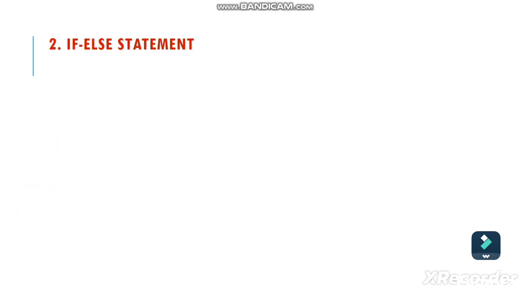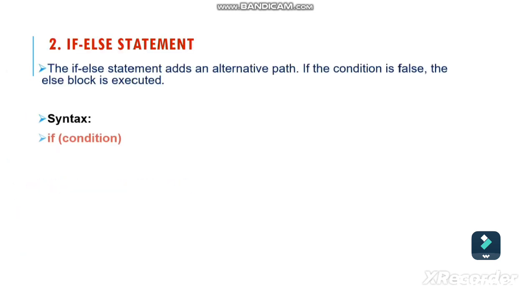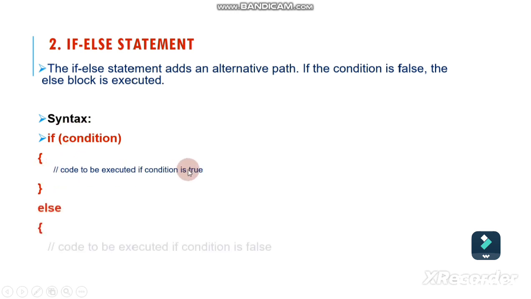Next one is the if else statement. The if else statement is the alternative path. If the condition is true, the true body will be executed. If the condition is false, the false body will be executed. So this is the true body of the if, and this is the false body of the if.